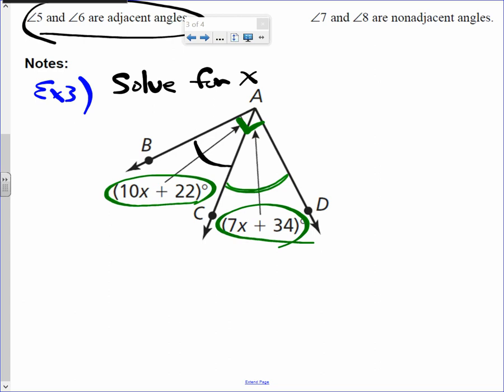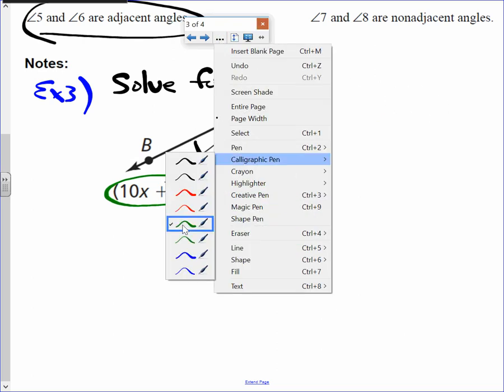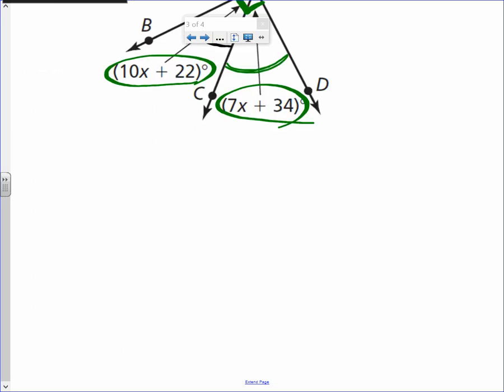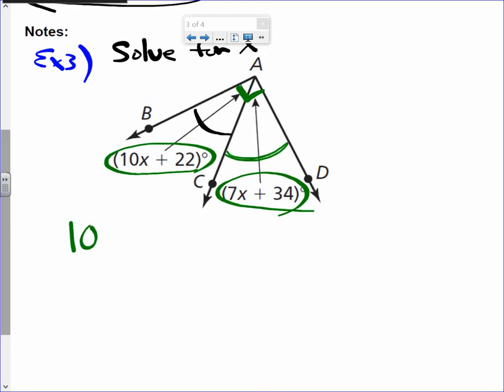So complementary equals 90. That's what the box means. So we're going to set up exactly the equation that Mr. Soto set up, and then we're going to go to break. Here we go. 10x plus 22, that's the first adjacent angle. I'm bringing it down here because I'm running out of room. The first adjacent angle, 10x plus 22, plus the second one, 7x plus 34, equals the whole thing, 90 degrees. This is kind of what we did on warm-up. This is similar.